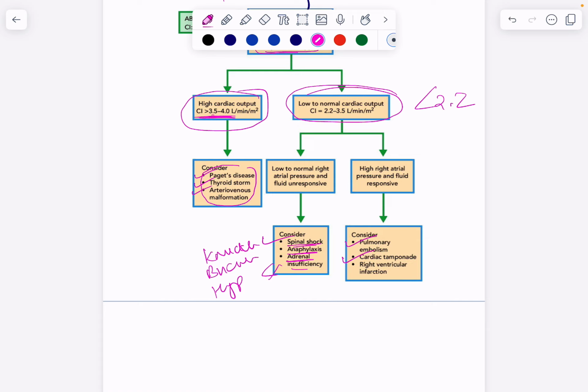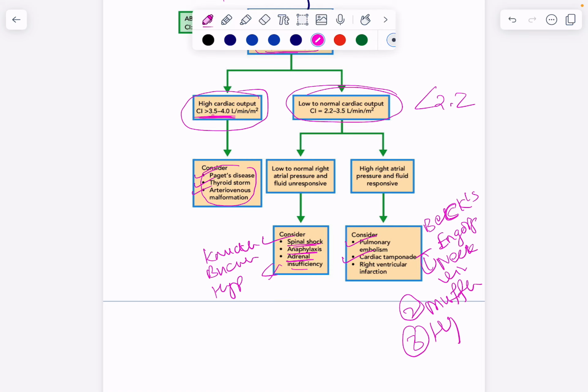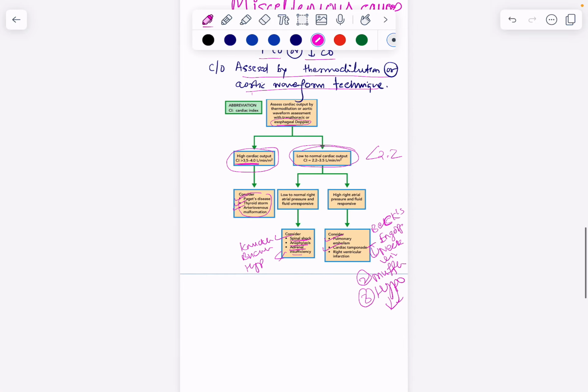Then cardiac tamponade. We know cardiac tamponade acts like pressure from outside. There is one triad called Beck's triad. Beck's triad includes engorged neck veins, then muffled heart sounds, and the third one is hypotension, that is decreased BP. So these are the other miscellaneous causes.